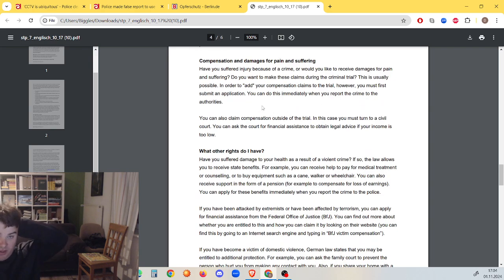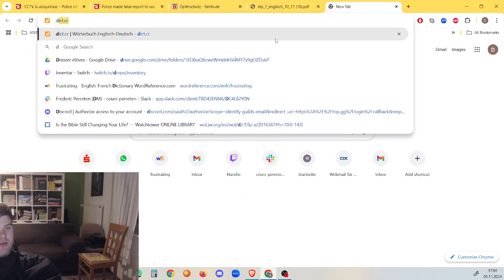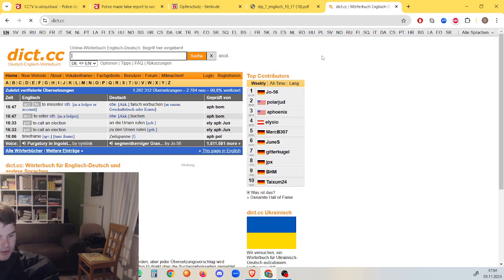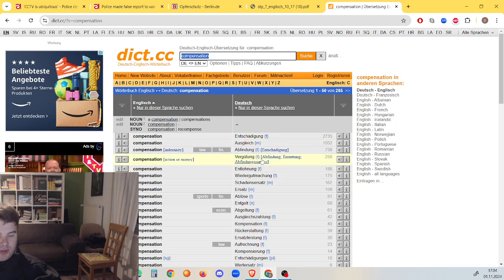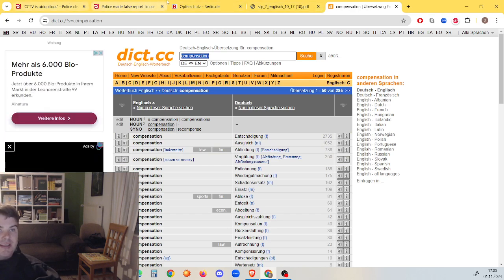Compensation and damages for pain and suffering. Compensation. So, not everyone knows this word. Most people should know this word. Yeah. Entschädigung, Ausgleich, both sort of work. There's Vergütung, but again, it all depends on the situation, but I'm pretty sure most people know the word Ausgleich or Entschädigung. Those who are learning German, that is. And this is probably what compensation is most likely going to mean.